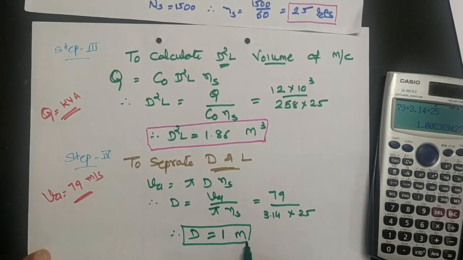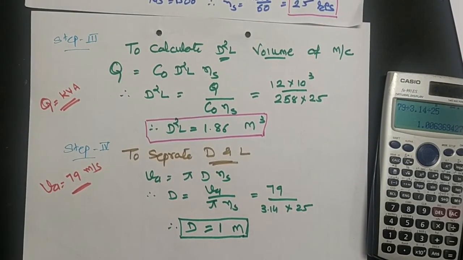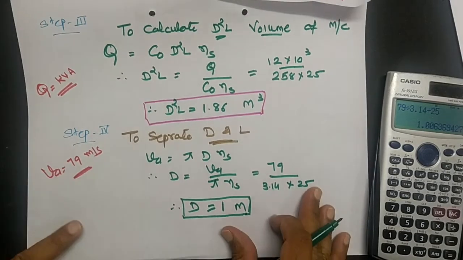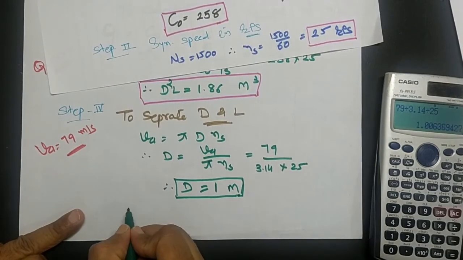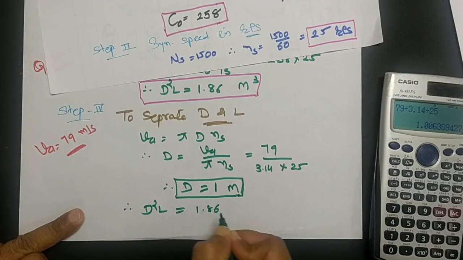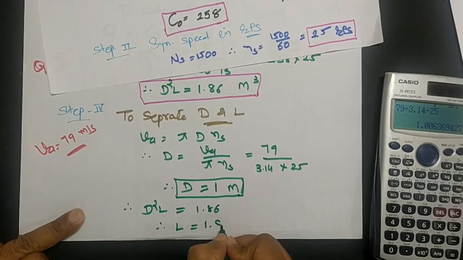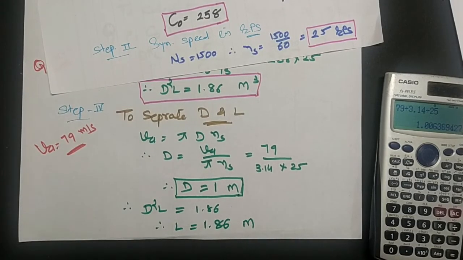So when we take a 79 meter per second peripheral speed, we always get 1 meter of diameter with a speed of 1500 rpm. So step number 4, that is to separate D and L. So D we have calculated. Based on the equation, we have D square L is 1.86, and therefore L is equal to 1.86 meter.